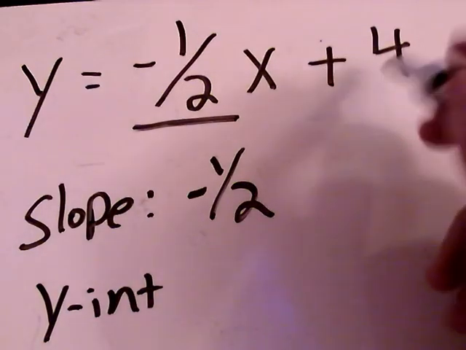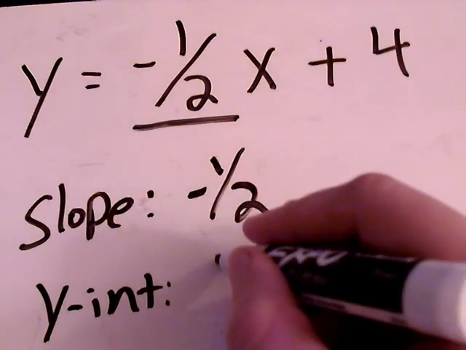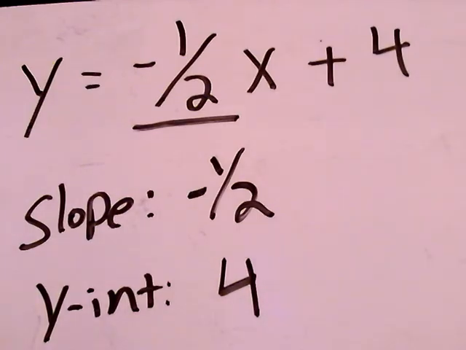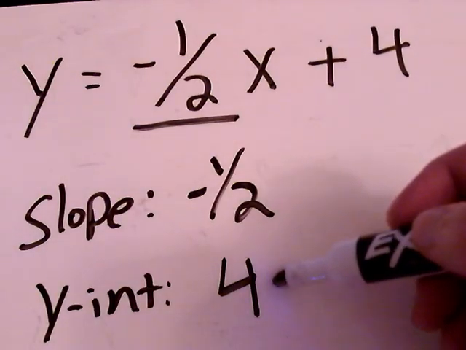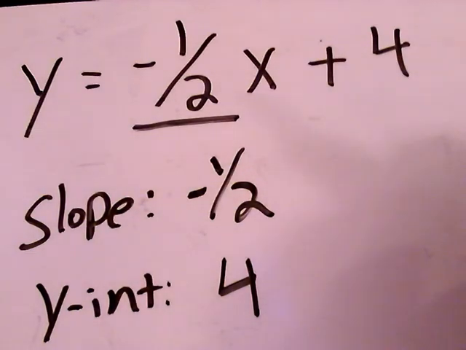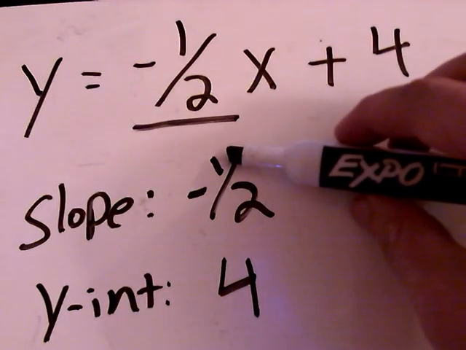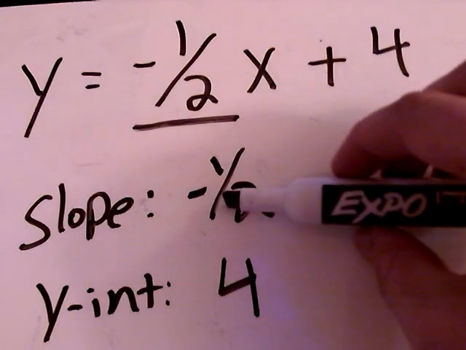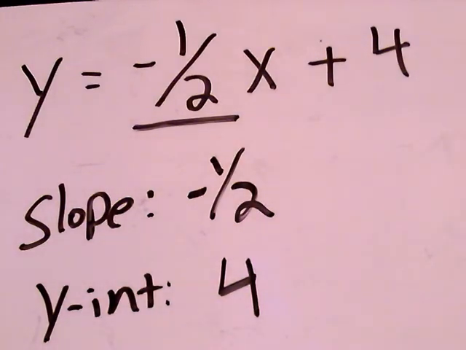Remember, we have a plus 4. Plus means positive. So that means my y-intercept is simply 4. Which means this is where it crosses the y-axis at positive 4. We talked about slope being, this means I go down 1 and right 2 on the graph.